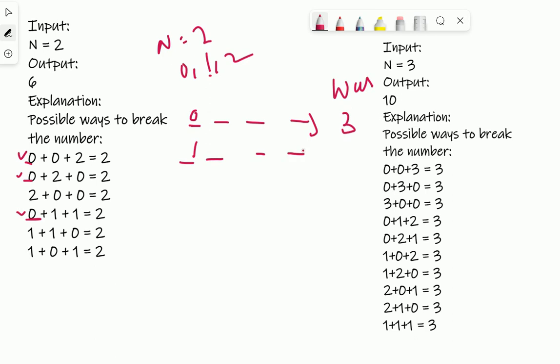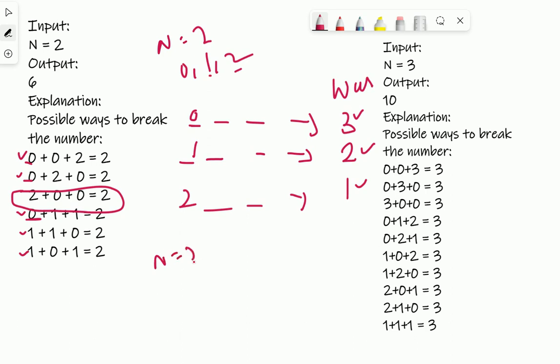Total number of ways with 1 and 2, that is 2. If we fix 2 to the first position, then the total number of combinations is only 1. So this is the pattern. If you observe, initially the answer is number of ways 3, then 2, then 1. So for n equal to 2, the answer is 1 plus 2 plus 3.